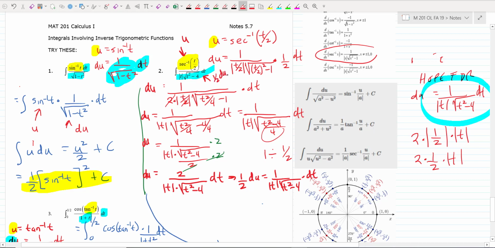So what we end up getting then is the integral of u times 1/2 du. So that is 1/2 u squared over 2 plus c, which is 1/4 u squared plus c, and then plug back in, and we'll have the answer of the problem. What I have here is 1/4 times inverse secant of t over 2, squared, plus c. So that's what I had.